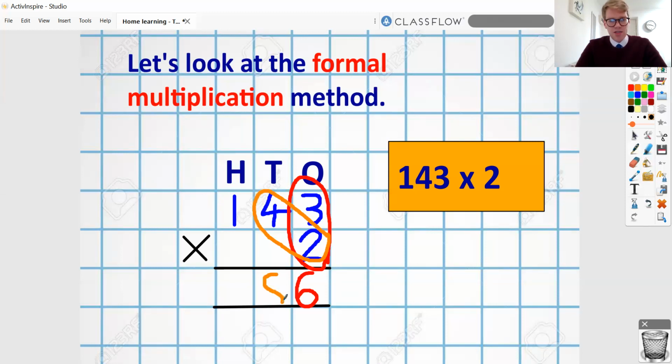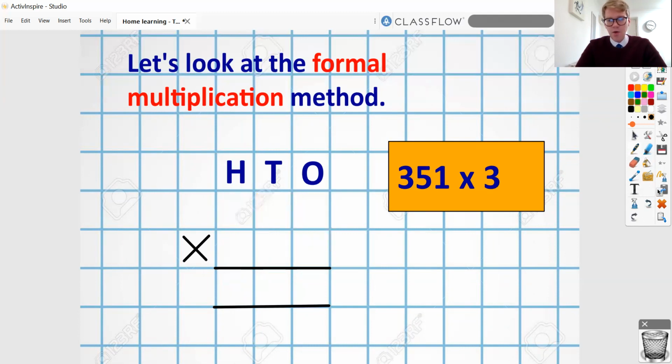We could think of that as 2 lots of 40 is 80 because it's in the tens column. And last one again, I'm going to do 2 times my hundreds number now. So that's 2 times 1, and 2 times 1 is 2. So my answer there, 286.